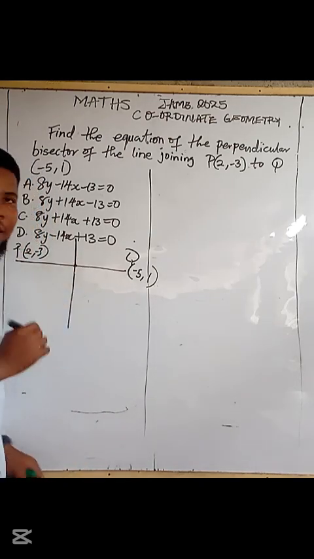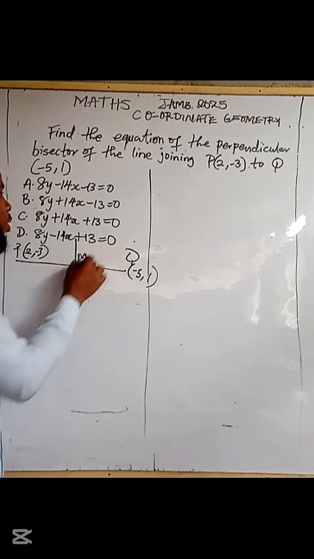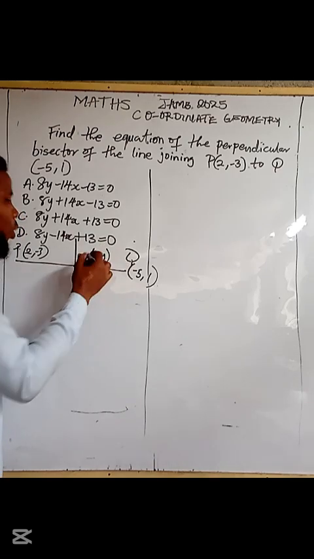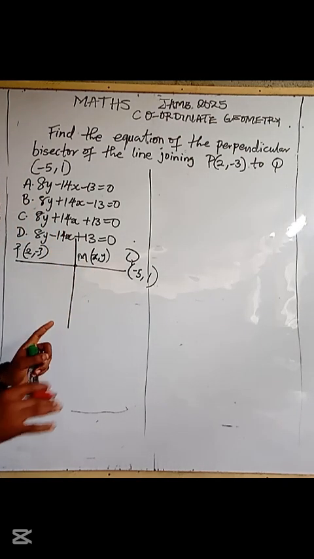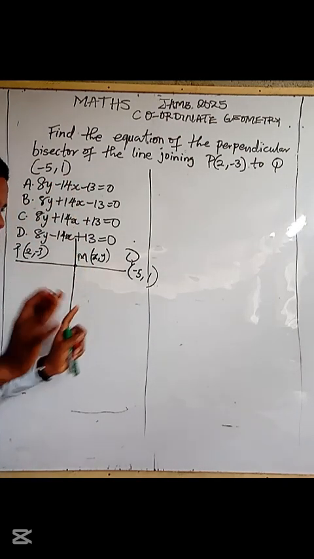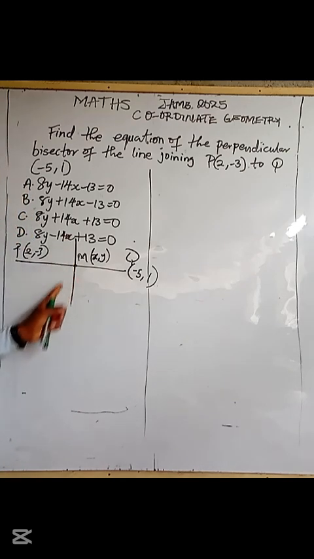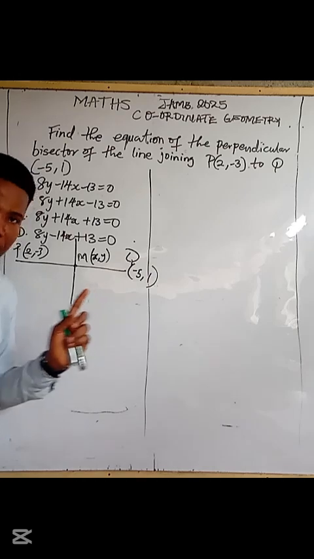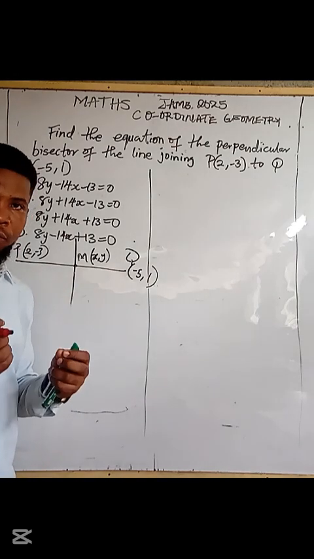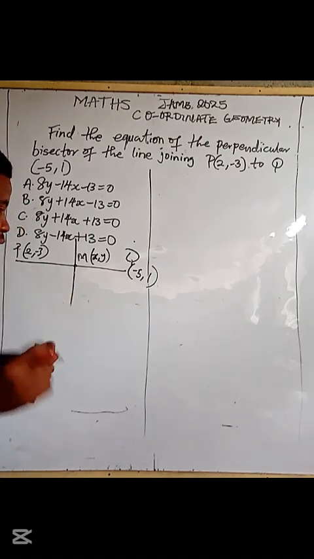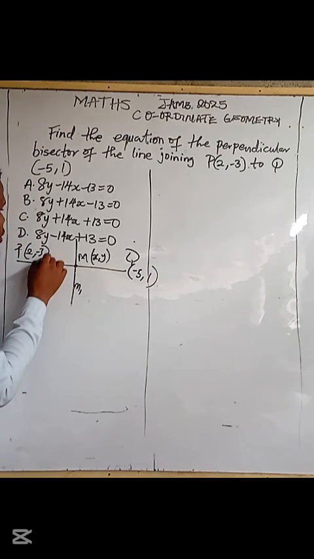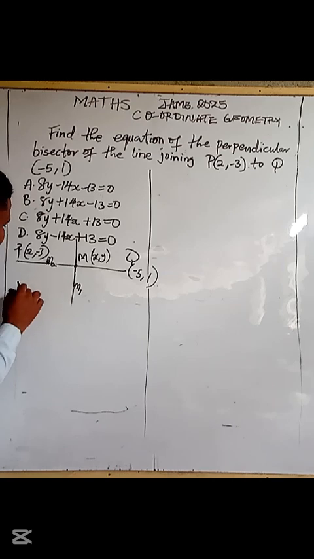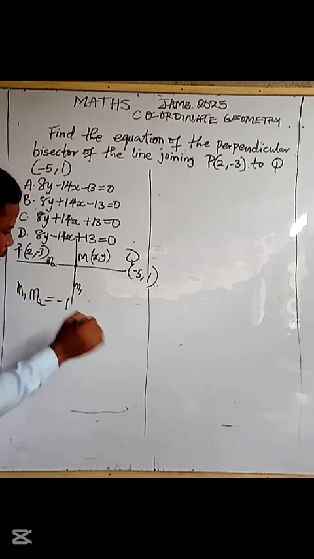So there is a midpoint, alright? Let's call the midpoint M. We don't know the midpoint yet, but you must understand that the perpendicular bisector must pass through the midpoint, okay? That is established. Now, we're looking for the equation of this bisector. The bisector is a perpendicular line, and you already know how to solve a question when you have a perpendicular line. The slope of the first one is m1, and the slope of the second one is m2. m1 times m2 will give you minus 1, right?